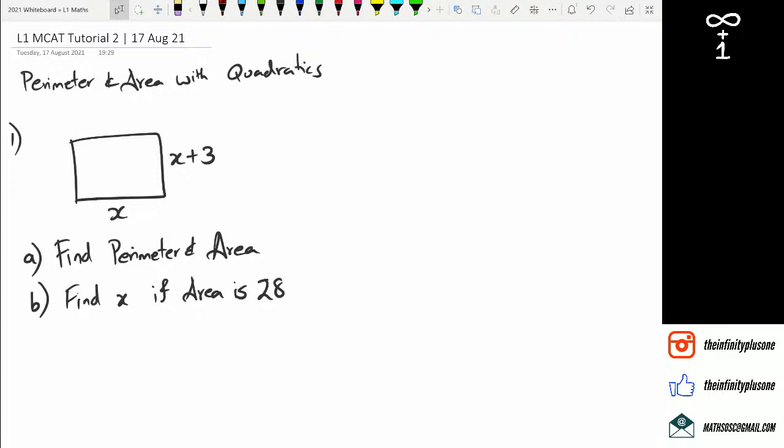So the first question is asking us for perimeter. If we are doing perimeter, then we need to work out the four sides and add them up to get the perimeter. Looking at the shape, it's a rectangle, which means if the bottom is x, the top of the rectangle is also going to be x. And if the right-hand side is x plus 3, then the left-hand side is also going to be x plus 3. So for part A, we've got perimeter, and we can say that perimeter equals 2 lots of x plus 2 lots of (x plus 3).